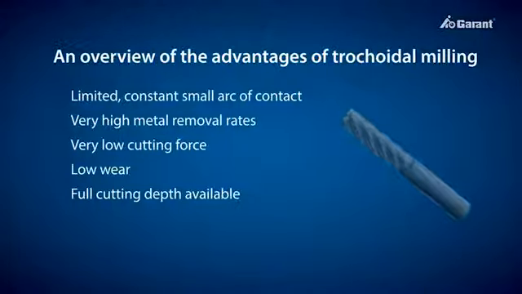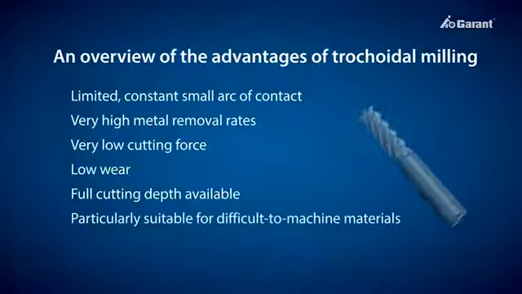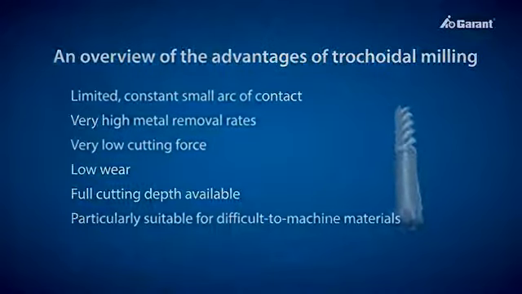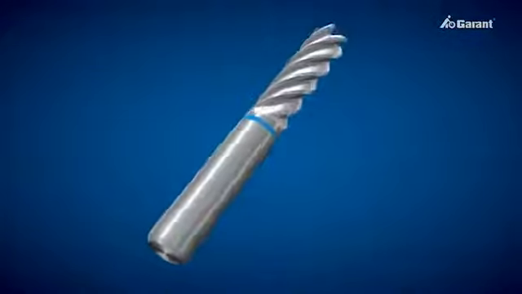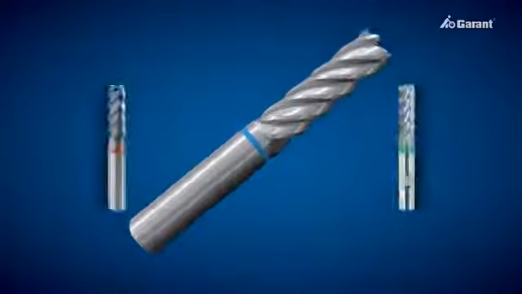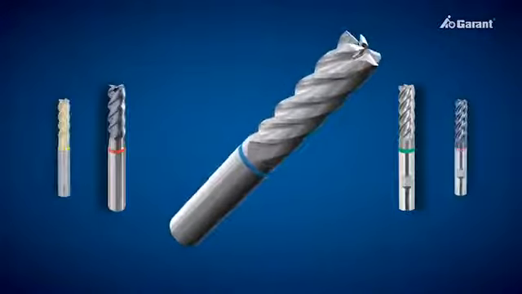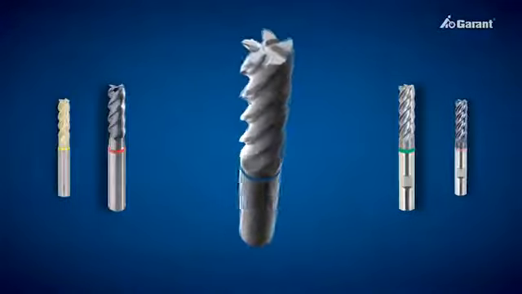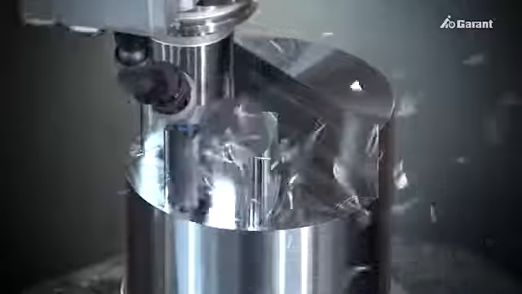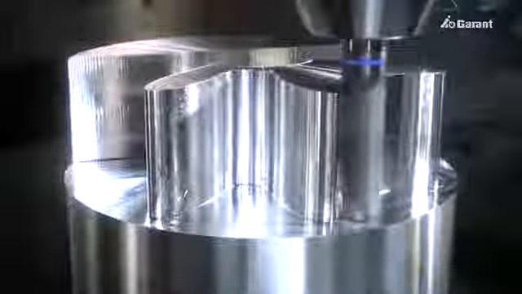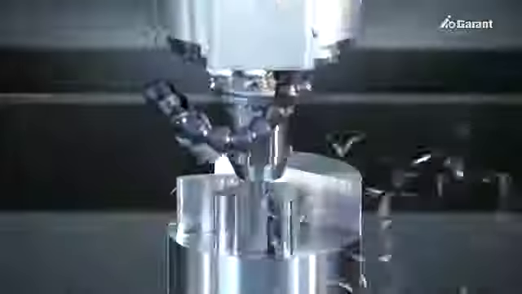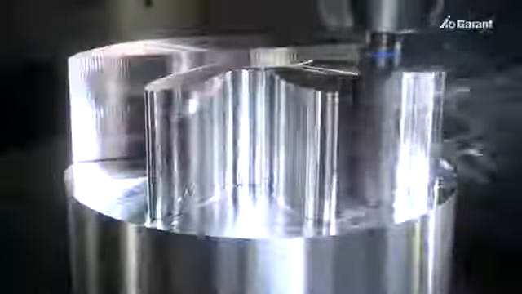Trochoidal milling is particularly well suited to difficult-to-machine materials. The greatest benefits are achieved for hard machining and for machining stainless and superalloy materials. You too should be optimizing your production processes with these new GARANT TPC tools.